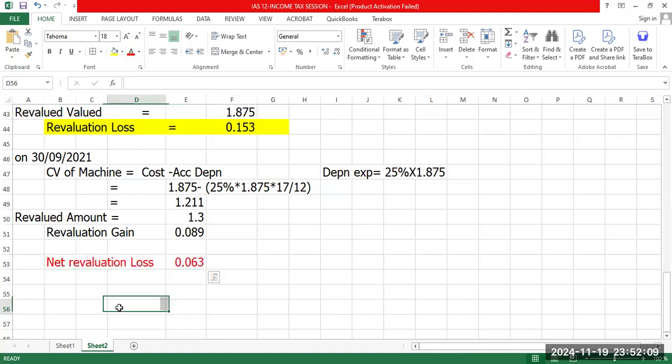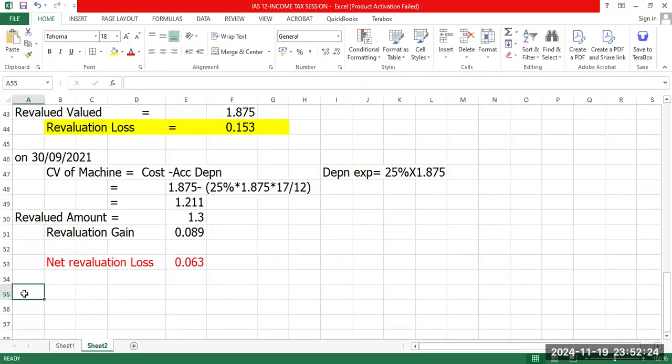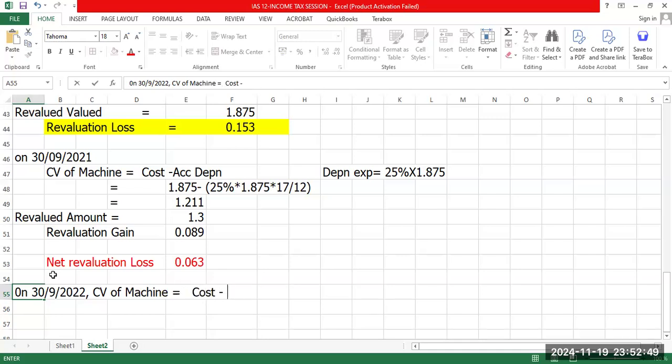Okay, we continue. The next date is when? Now we are done with all dates in the question. We now need to look at the reporting period, that is 30th September 2022. What is the carrying value of this machine? It will be equal to cost minus the accumulated depreciation.